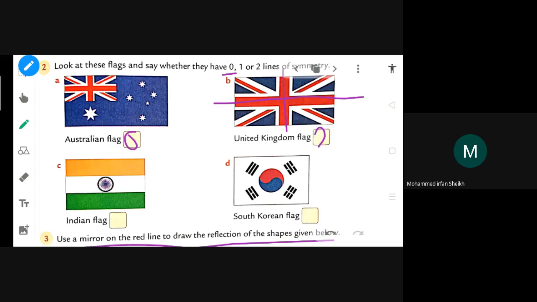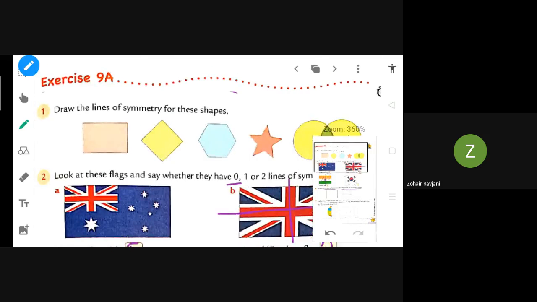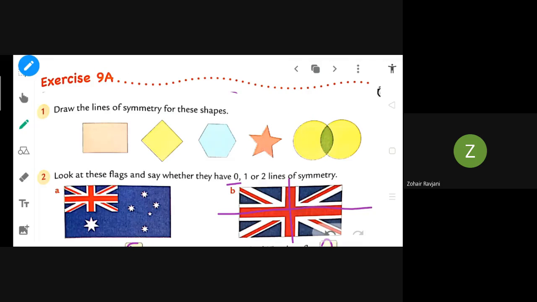Ma'am, we can do vertical and horizontal both. Then this one we can't divide, no? You have to match the color also, upside and downside. Ma'am, the color is also the same, in the Indian flag too. So horizontally we can't divide, but vertically we can do. So we can do both. And in South Korean flag also we can divide.